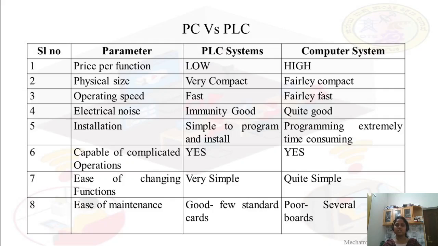And the physical size. What is the size of the PLC and computer system? You see, the PLCs are very compact in size. But computer systems, they are a bit bigger than our PLCs. Operating speed. Operating speed in both of them, it is fast only. And the electrical noise. In the PLC systems, its immunity is good. And in computer system, it is much better.